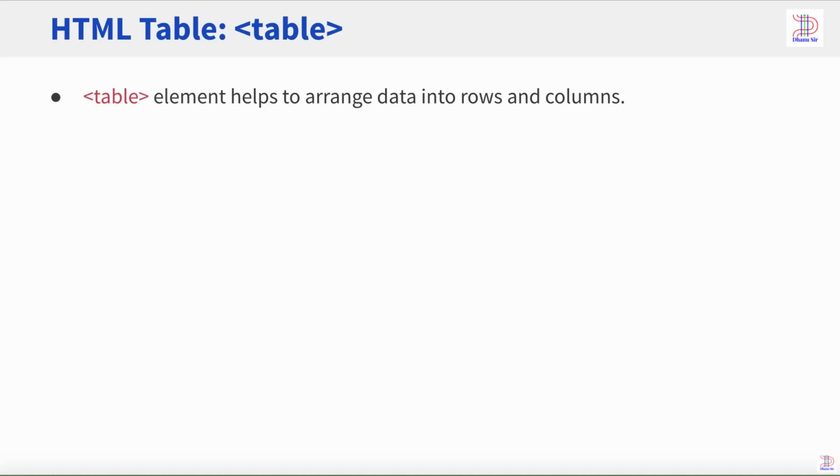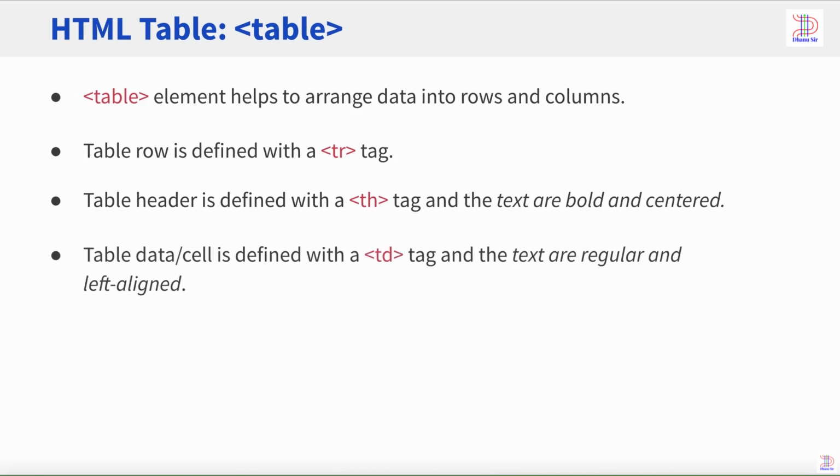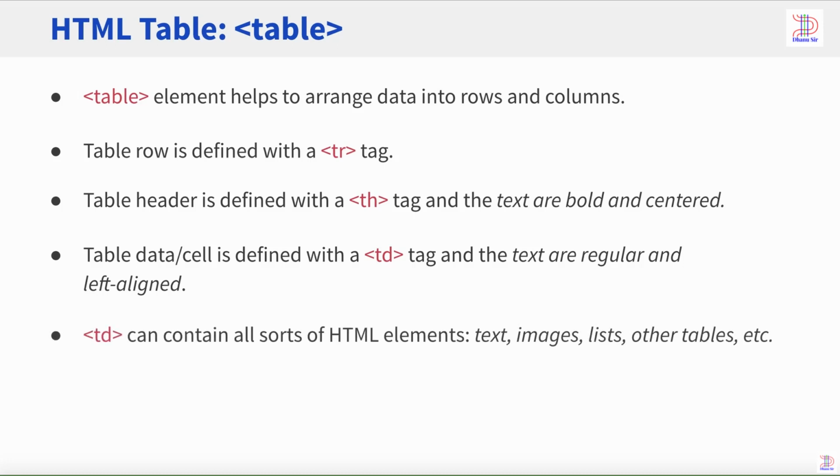HTML table. A table element helps to arrange data in tabular format, that is in rows and columns. The table row is defined by the tr tag. A table header is defined by the th tag and is normally bold and centered. The table data or cell is defined by the td tag and displayed in regular, left-aligned format. The td tag can contain all sorts of HTML elements like text, images, lists, and other tables, etc.